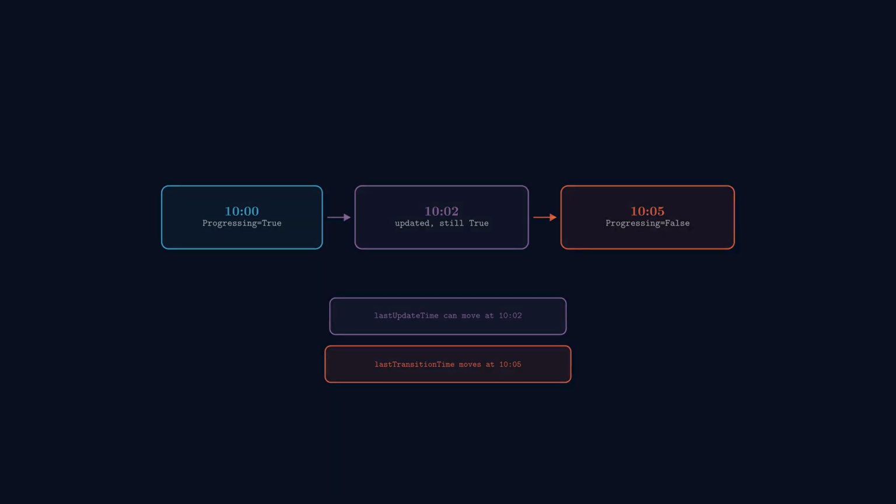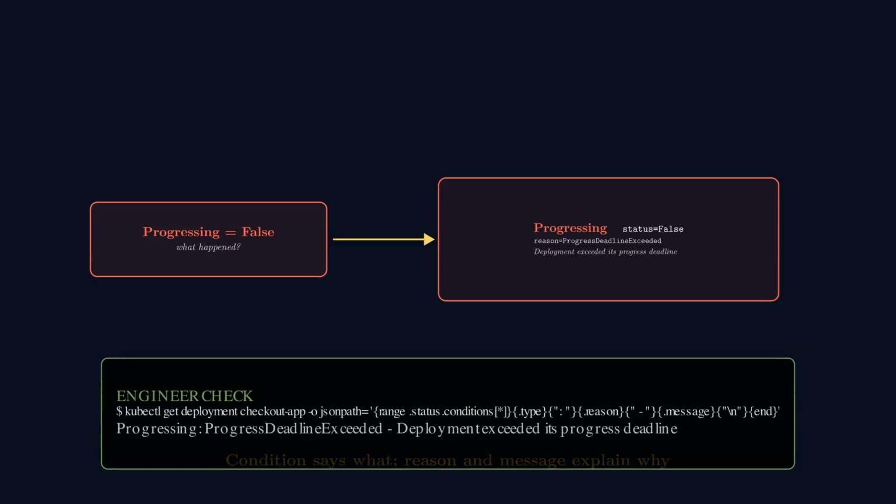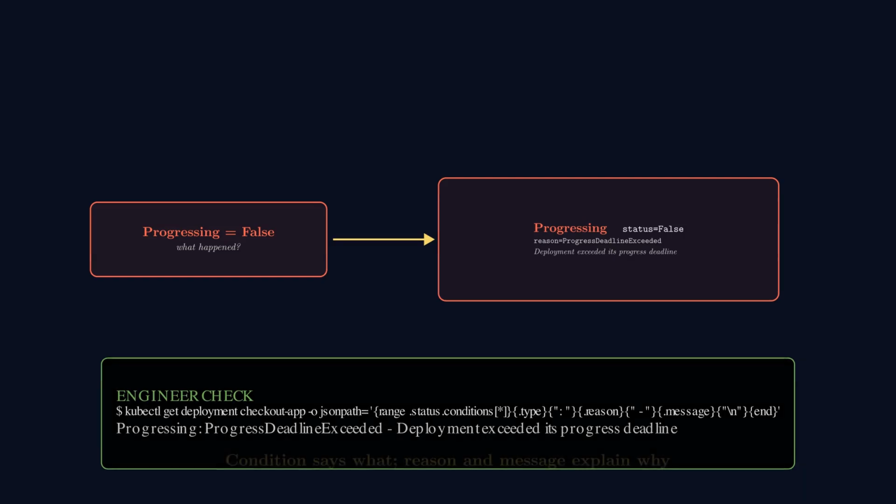The reason and message fields turn a condition into something we can actually troubleshoot. Progressing equals false tells us the rollout is not making progress. The reason ProgressDeadlineExceeded gives automation a short explanation, and the message can give a person more detail about what happened. For the human-readable explanation, print the condition type together with its reason and message.